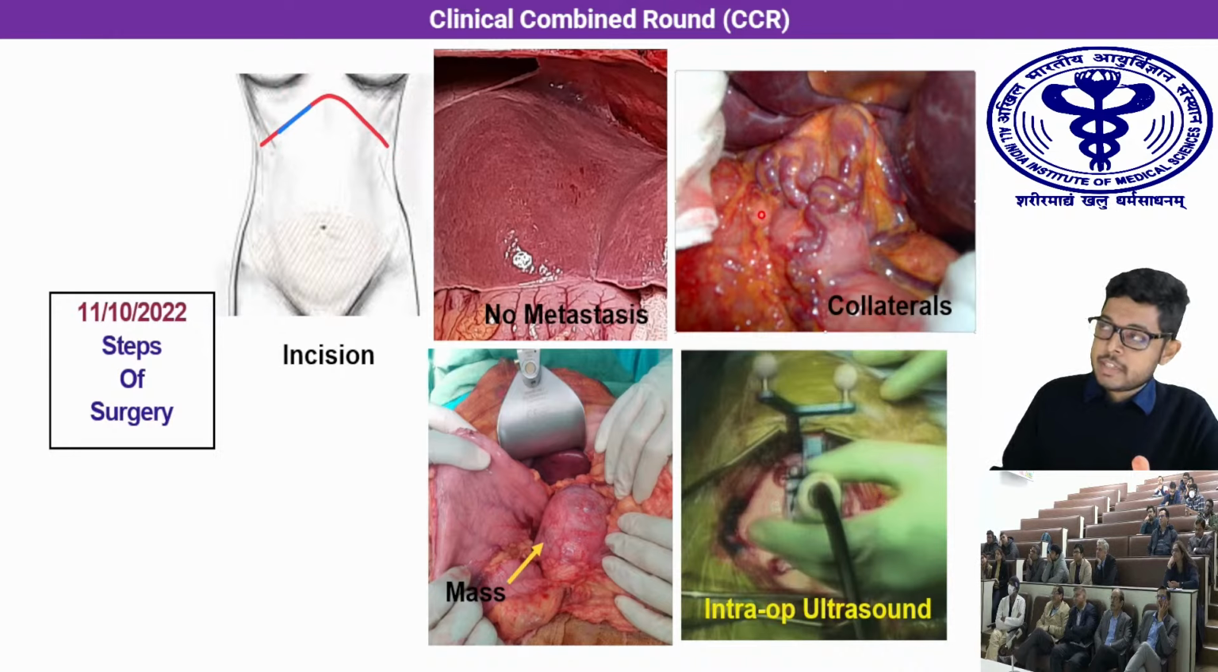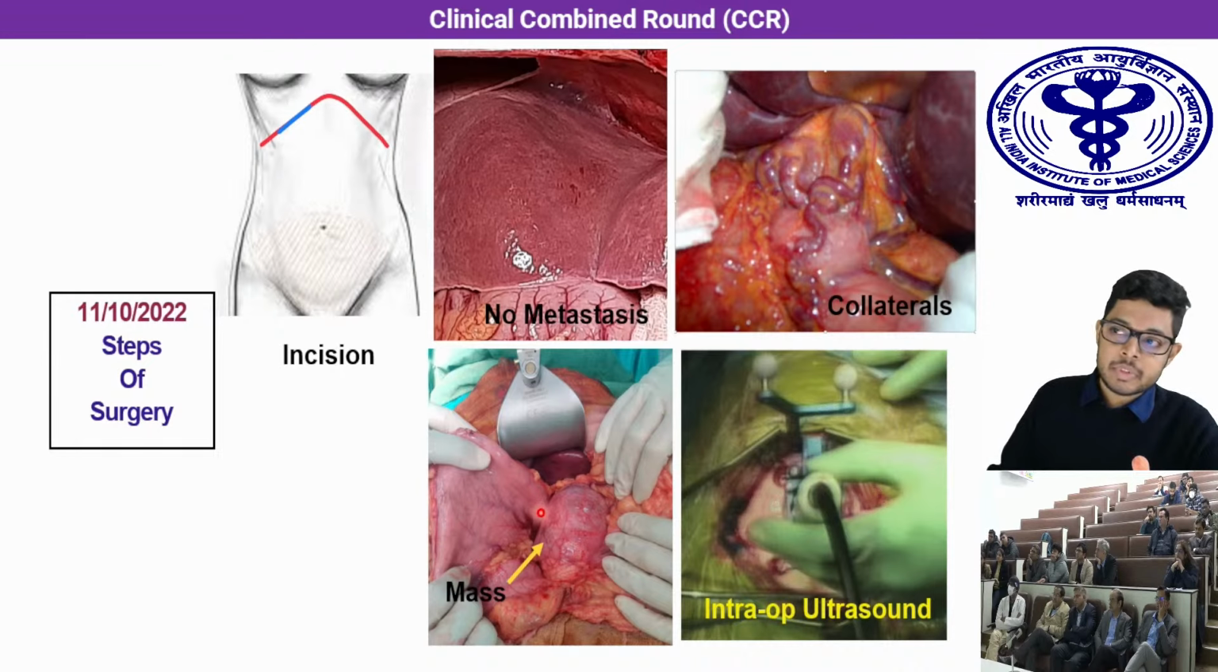One of the major findings that we saw was the presence of huge collaterals. These collaterals were in the superficial layer, located in the greater omentum, and beneath that, they were located in the retroduodenal area, which is the area of our dissection for Whipple's. And there was a huge mass.